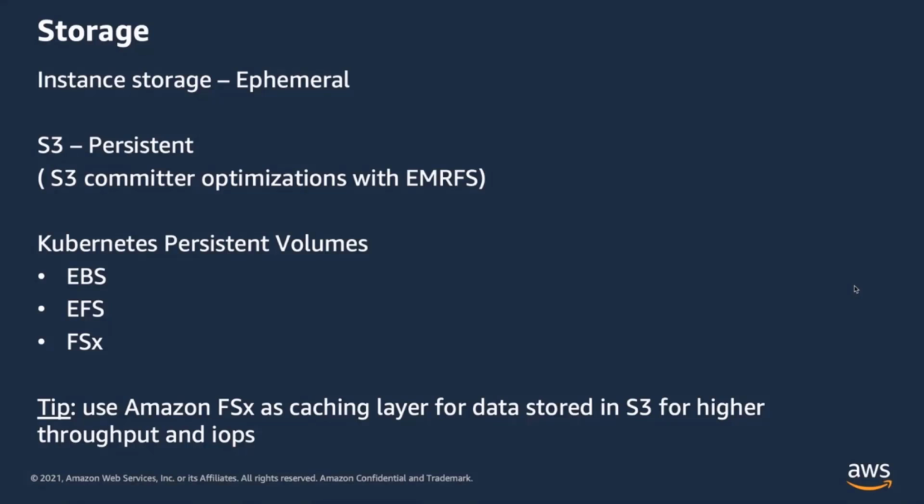With EBS, you can create a persistent volume. It can be dynamic provisioning or static provisioning. And it is mostly used when you want to attach it to a single pod. If you want storage that is distributed and scalable, you can use either EFS or FSx. This lets you share your storage across multiple pods within the same job or across multiple jobs.